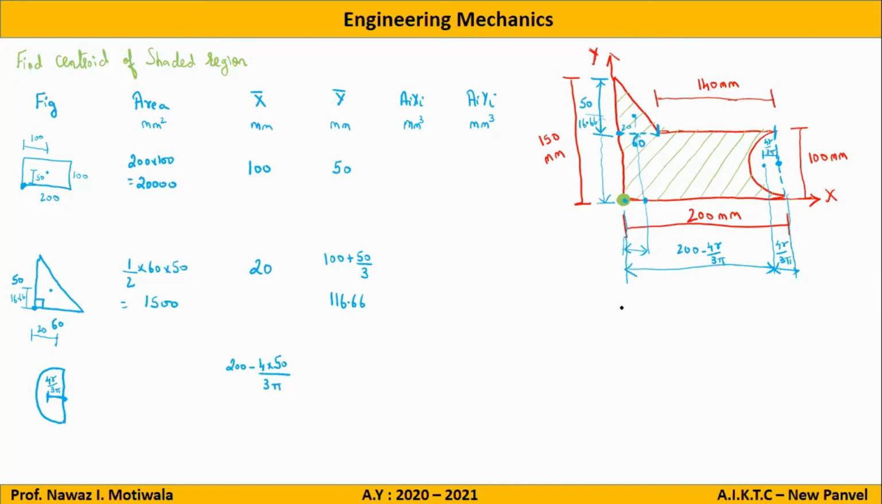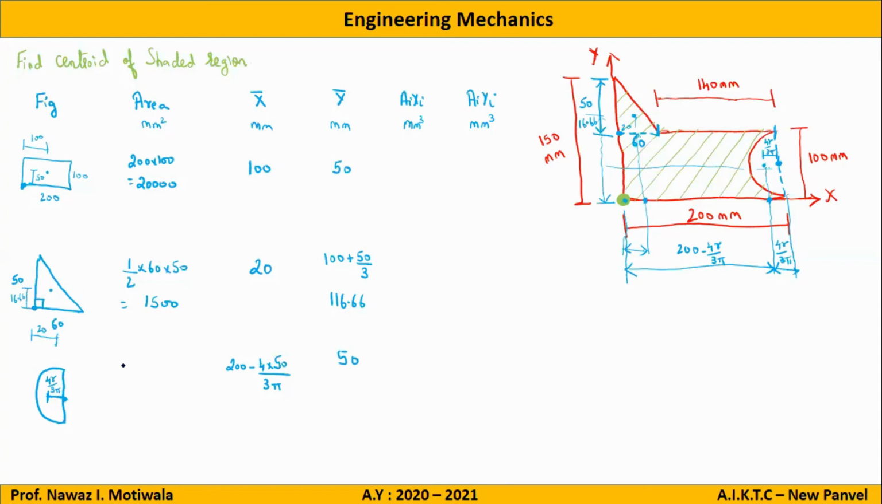Now regarding y bar, by this distance 200 minus 4r by 3 pi, I have reached from this point to this point. I am here now. Now I need to travel from here to here. How much is this distance? 50. Simple, it's 50. It's exactly half of the rectangle. So in y bar I will write 50. Any doubts? No, sir. Okay.